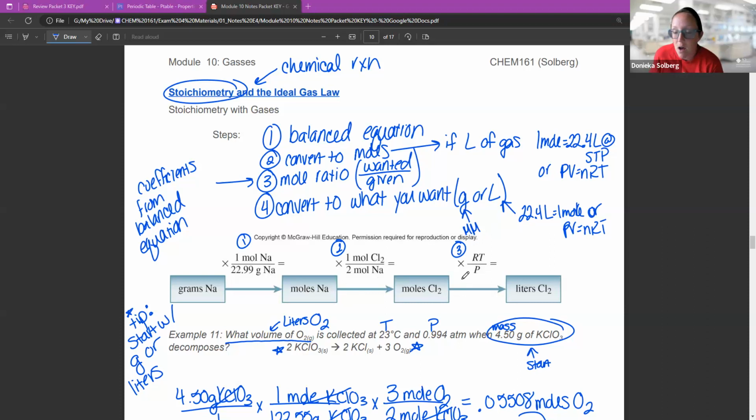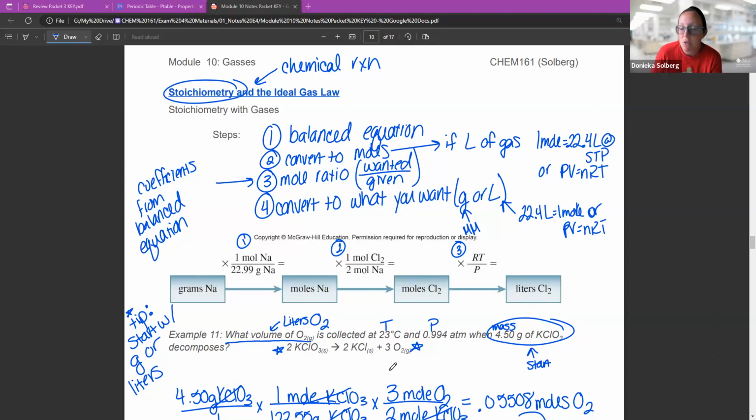And then you can do it like this, times RT over P, or I like to just calculate the moles number and then plug it into PV=nRT to get to liters of chlorine, if that's what I was trying to find. So you have to keep in mind that there is kind of another island. If you like the mole island analogy, there's a volume island that you can convert to and from liters using 22.4 is 1 mole if you're at STP, or using PV=nRT if you are not.